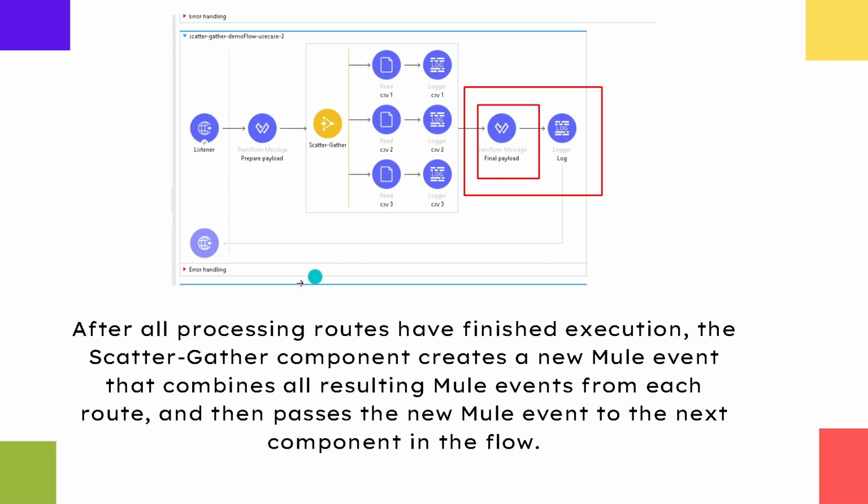You can see after all processing routes have finished execution, scatter gather component creates a new Mule event after all the processing completes. After all the processing of all the routes finishes, all the Mule events will be combined together, and it will be passed to the next component in the flow. Here the next component is this one, transform payload. Here you will see all the aggregated Mule events that have been routed through each of these routes.